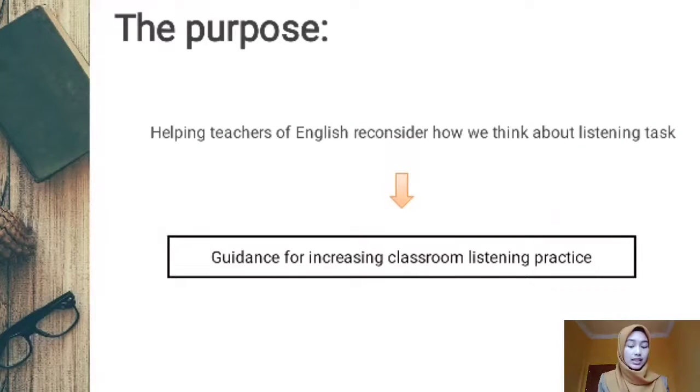So the emphasis is not on the science or the theory of processing language, but on the practical business of setting up and class managing listening activities in order to give students more practice.